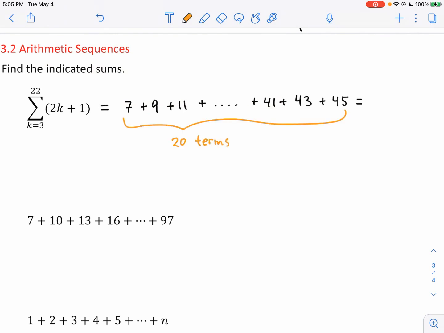That means they're going to pair off nicely. They're going to pair off in tens. And if we do this trick where you add 7 and 45, that gives us 52. 9 and 43 gives us 52. 11 and 41 will give us 52. So we're going to get a whole bunch of 52s when I pair them off.